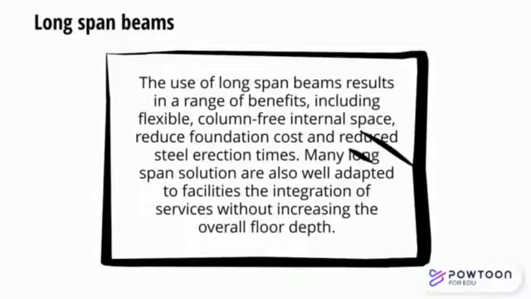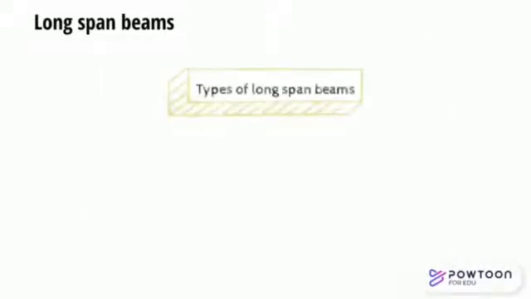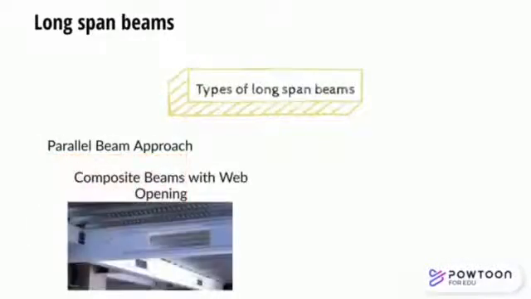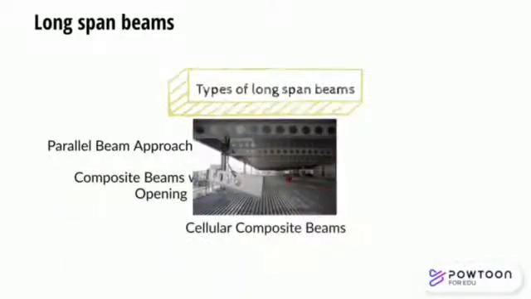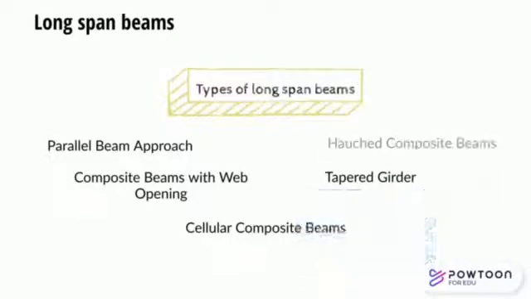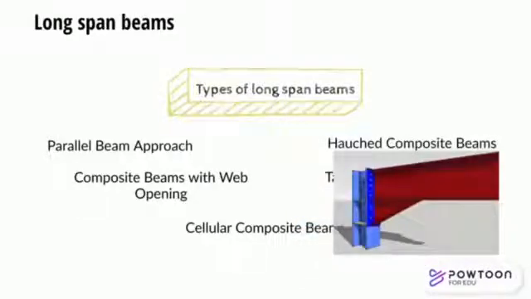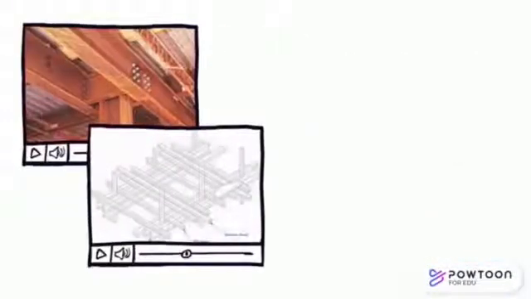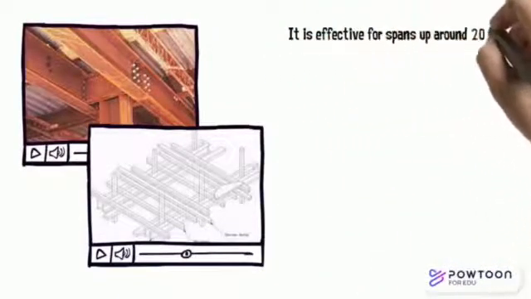There are a few types of long span beams, such as parallel beam approach, composite beams with web openings, cellular composite beams, tapered girders, and haunched composite beams. These are two photos to show the parallel beam approach. The parallel beam approach is effective for spans up to around 20 meters.